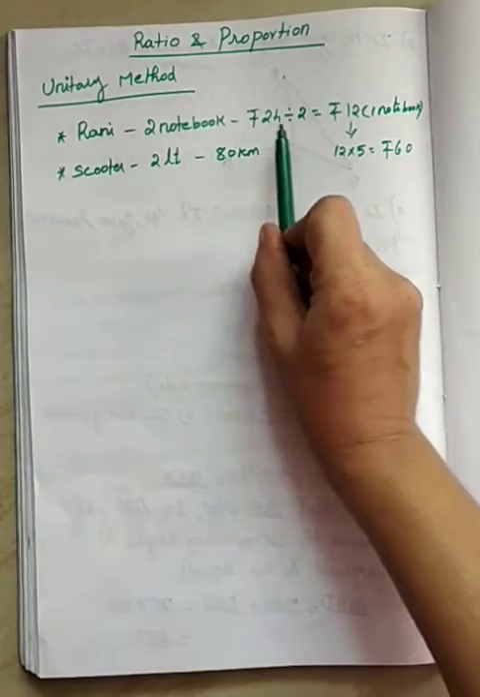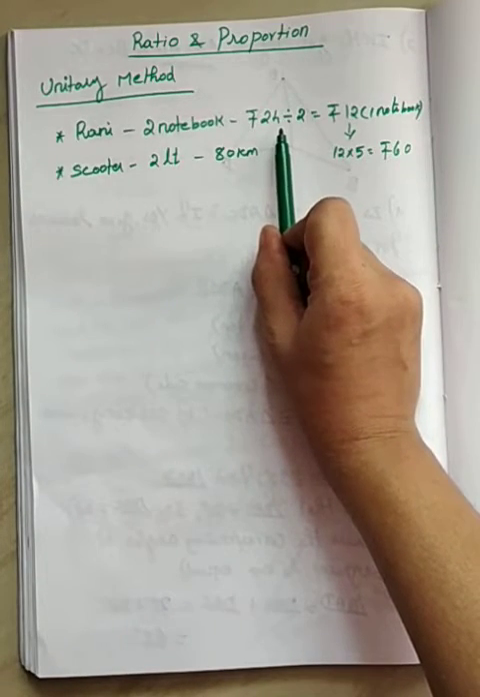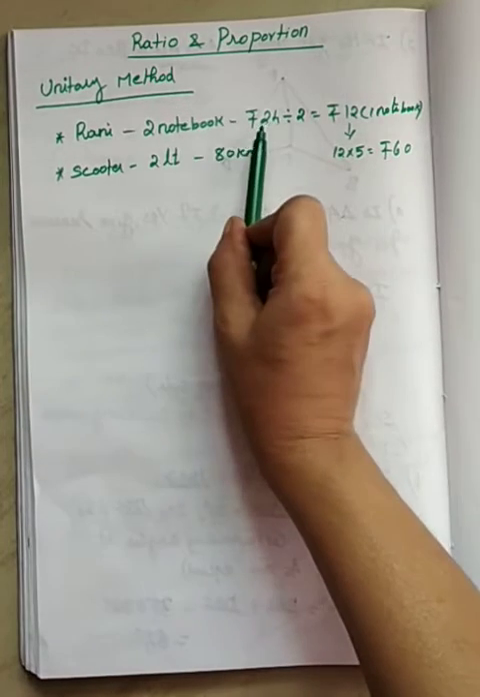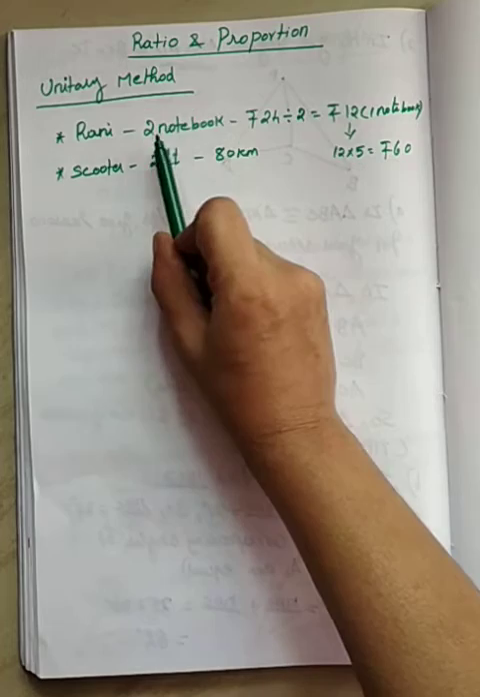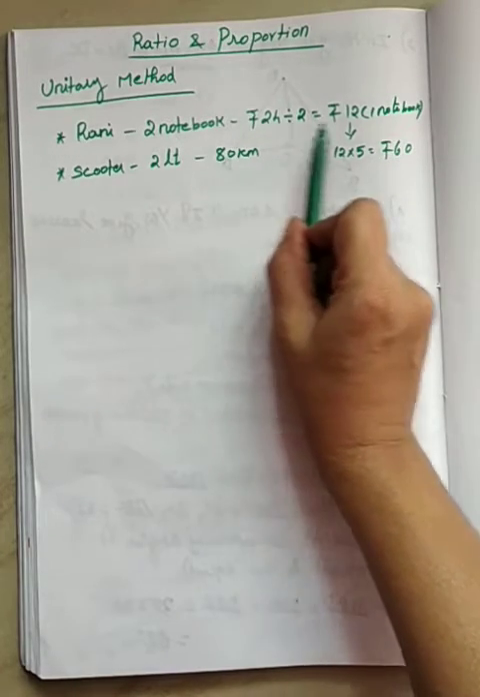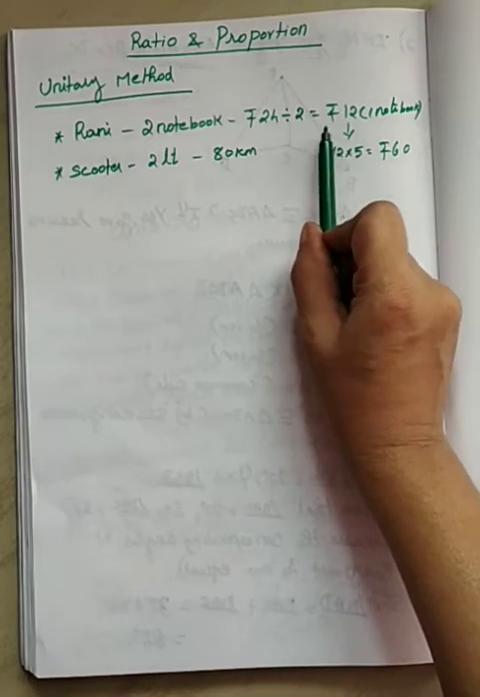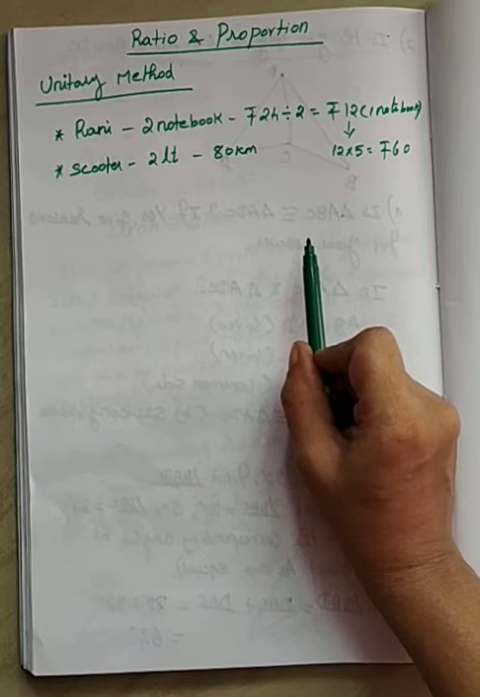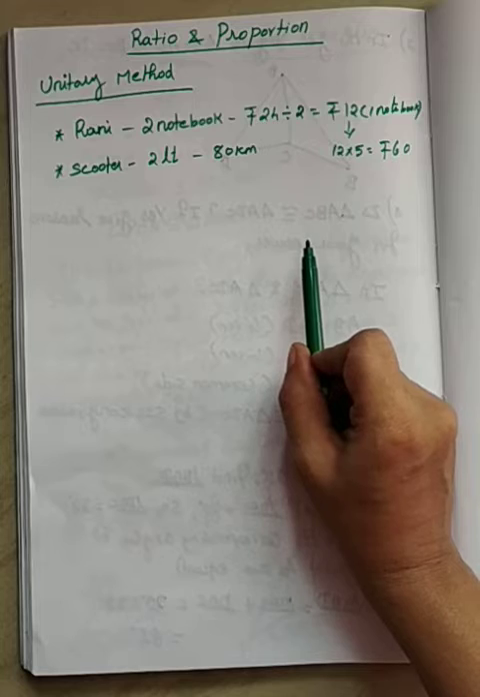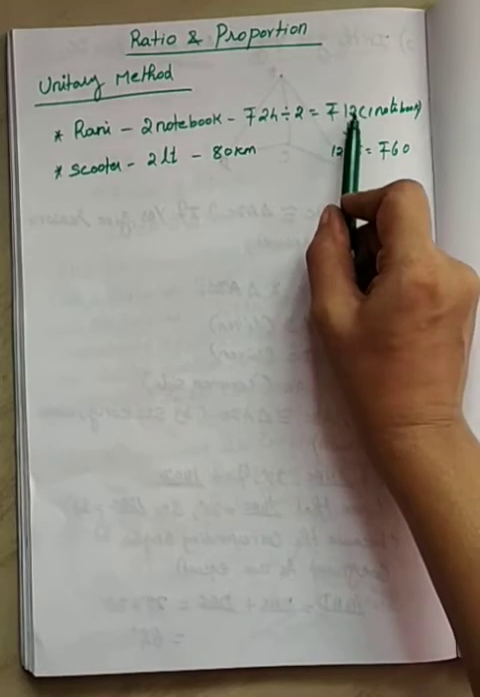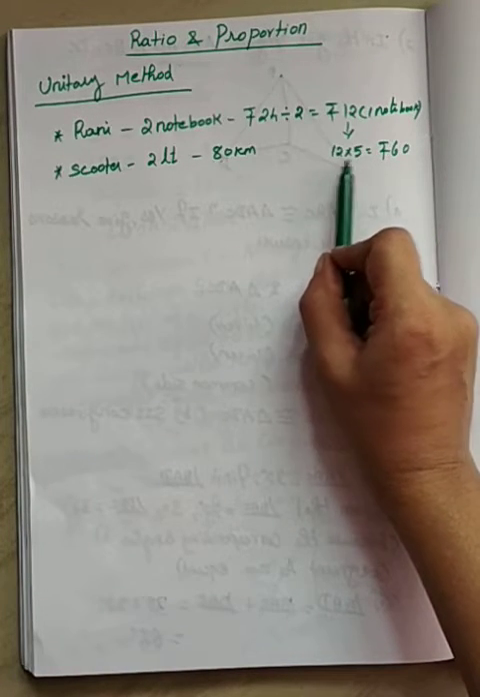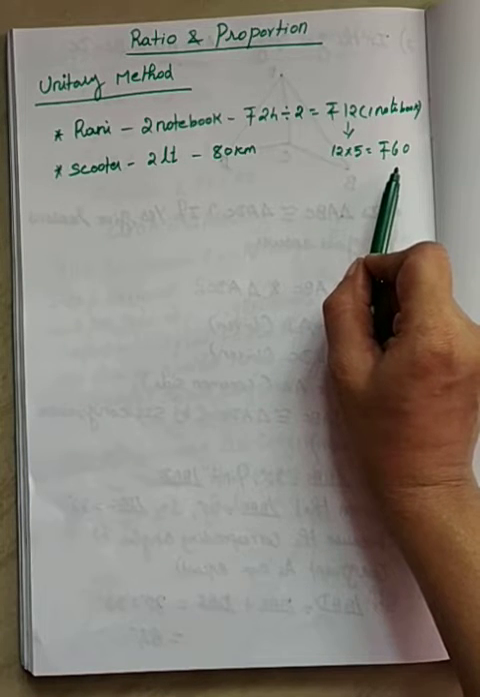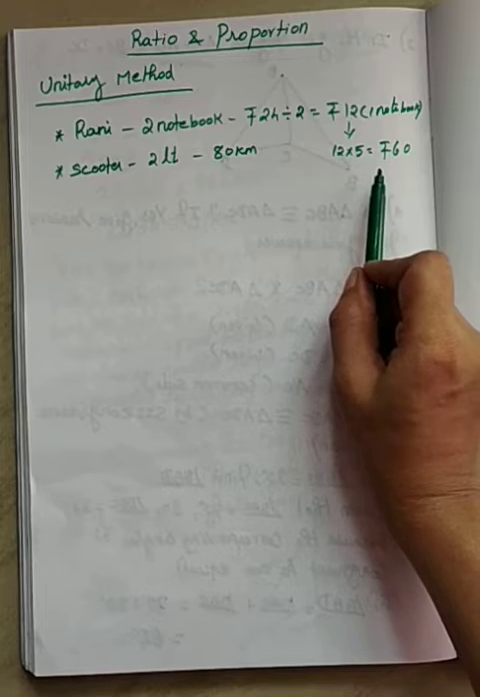Two notebooks cost rupees 24. Now you have to find one notebook. How can you find the one notebook? 24 rupees divided by 2 means you will get the one notebook cost. That cost is 12 rupees. Now, if you were asked to find the cost of 5 such notebooks, how can you find it? 12 into 5 is equal to rupees 60. Everybody clear?